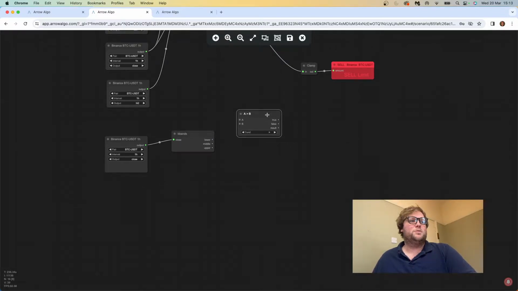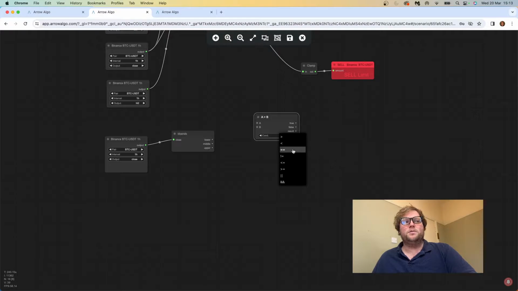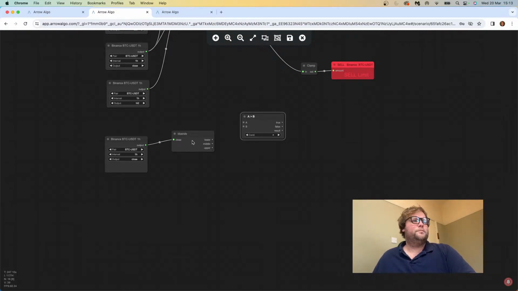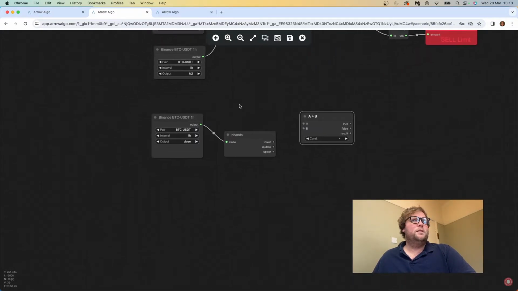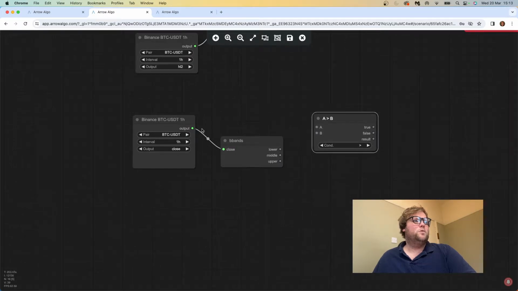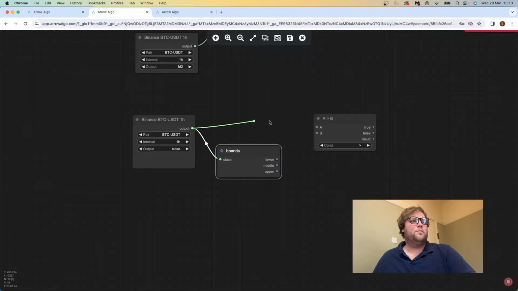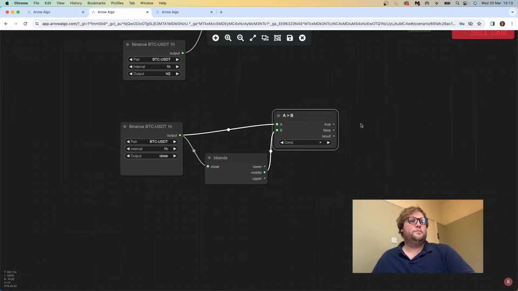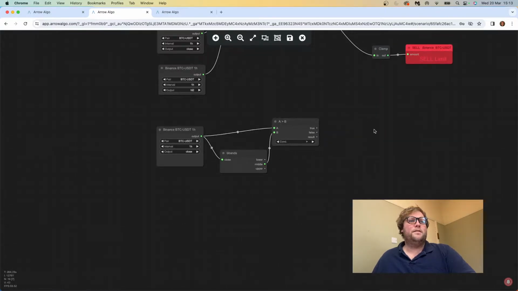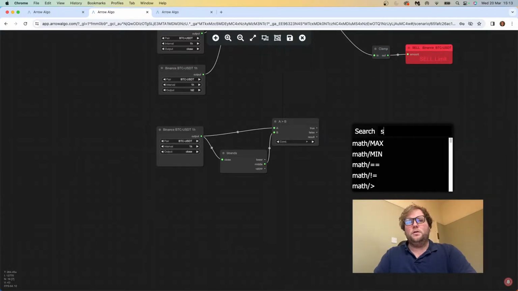So I will use this one a lot, the condition block, and I can use this to specify whether something is more than, less than, equal to, the same as. So in this one, for example, this is a very simple rule that would simply check whether the price is higher than the middle band of the Bollinger Bands. And if it is, then I might look to sell.